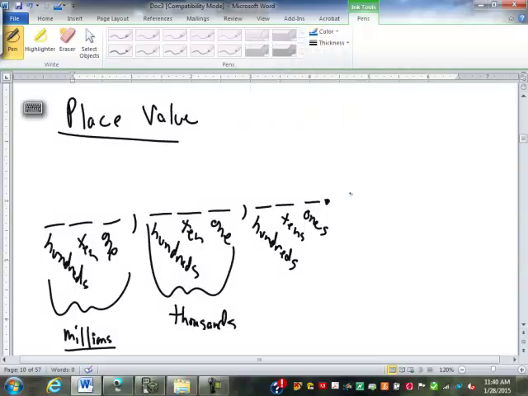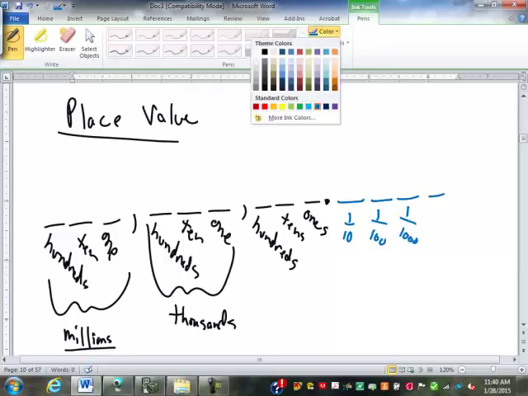Going the other way from the decimal point, of course, we have our decimal places. We have the tenths, the 1/10ths, 1/100ths, 1/1000ths, and again, going on that way.